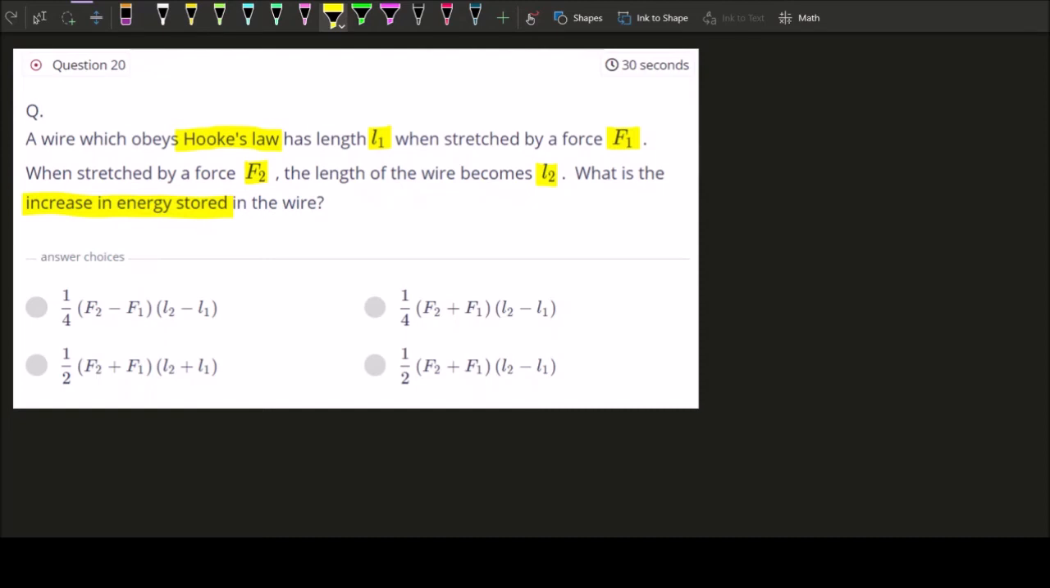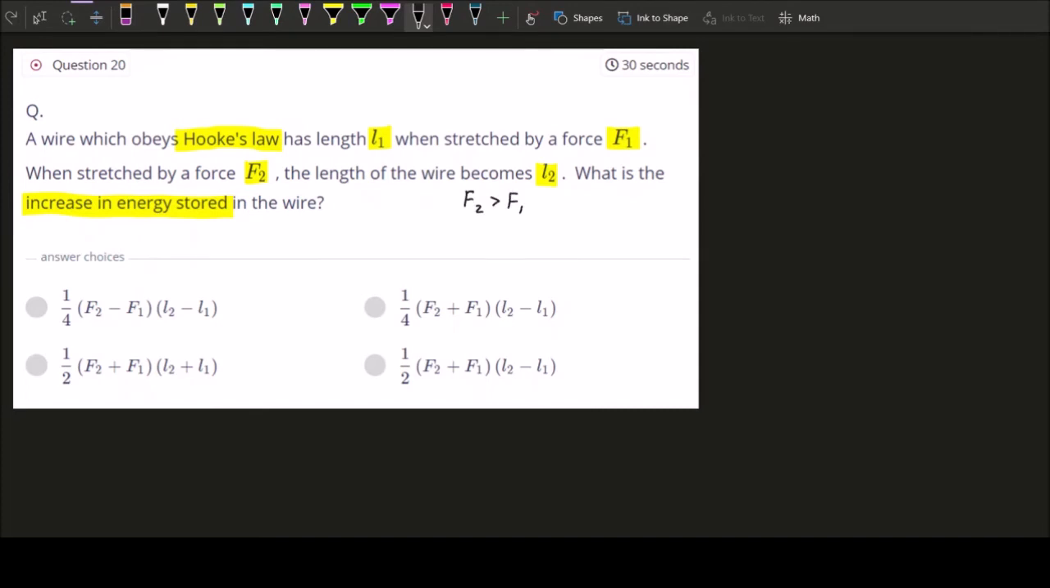So you have two situations. The first situation is you stretch it with a force of F1, then you get the length of L1. Then in situation 2, if you stretch it with a force of F2, the length of the wire will be measured to be L2. And from the last sentence, increase in energy stored, you can know that F2 is actually larger than F1.